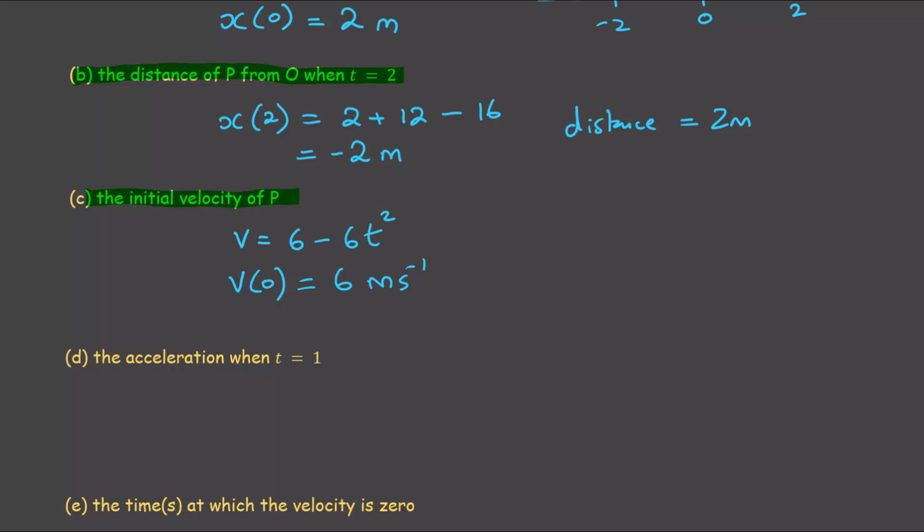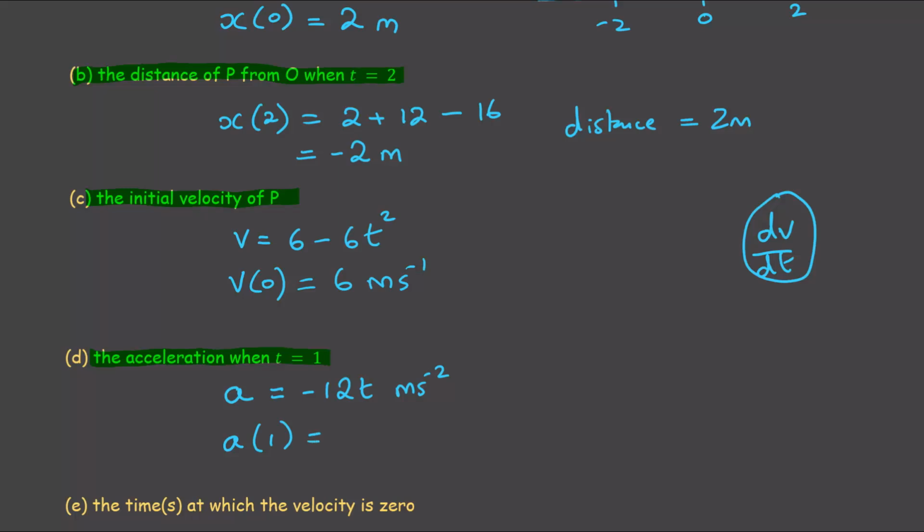We now want the acceleration when t equals 1. To get acceleration, that's going to be dv/dt. So we need to differentiate the expression for the velocity. The 6 will disappear, and it's going to be negative 12t, in meters per second squared. And we want a of 1, which is negative 12 meters per second squared.